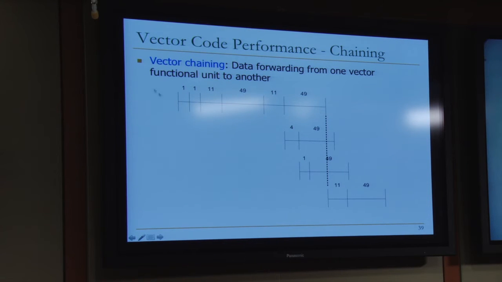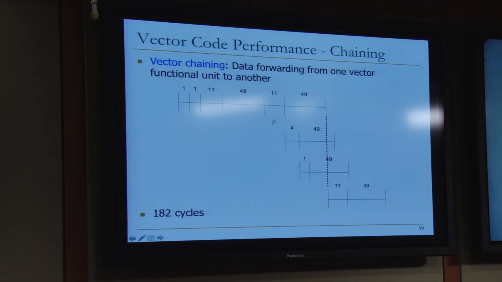But let's take a look at the execution time of this. 182 cycles, right? It's really nice. Well, we can do better, hopefully. Now your memory system became the bottleneck. Before, it was not necessarily the biggest bottleneck. With chaining, we went from 285 cycles to 182 cycles. But now your memory system is limiting our performance, right?